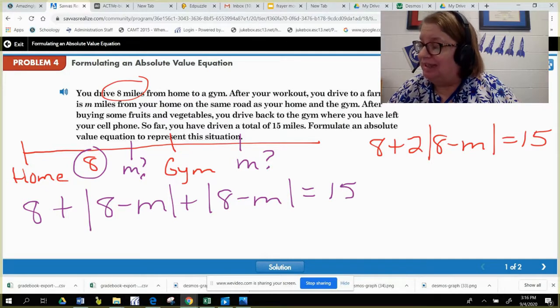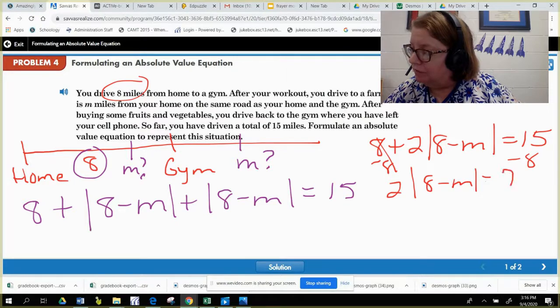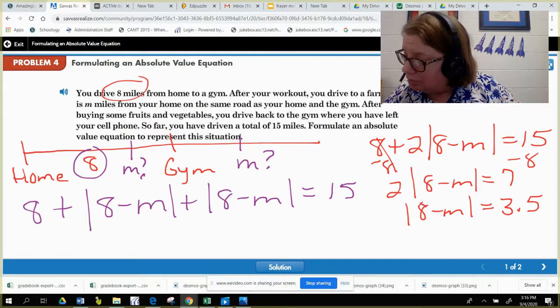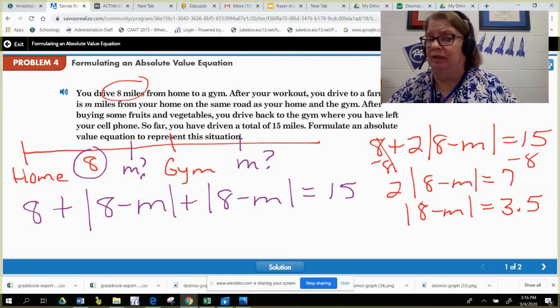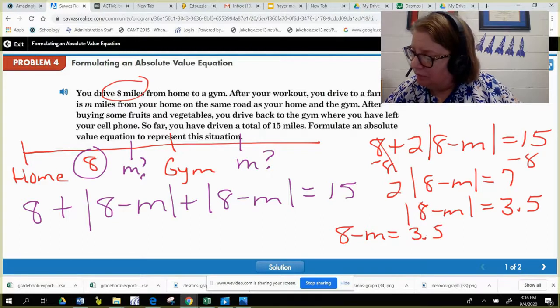How do we solve it? We need to isolate the absolute value. So I'm going to start by subtracting the 8. That subtracts out, so now I have 2 times the absolute value of 8 minus m equals 7. Divide by 2. 7 divided by 2 is 3.5. Since it's a non-repeating decimal, I can change it to decimal. If it's a repeating decimal, leave it as a fraction. Split it. 8 minus m equals 3.5, and 8 minus m equals negative 3.5.